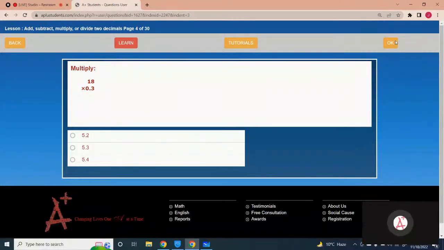Okay, the next one is 0.3 times 18. So the answer is, it would be 5.4. Got it? So just select the correct option and then click on the OK button.